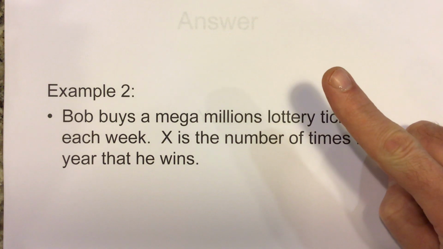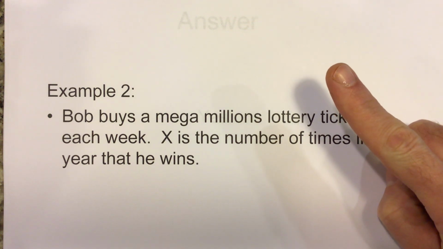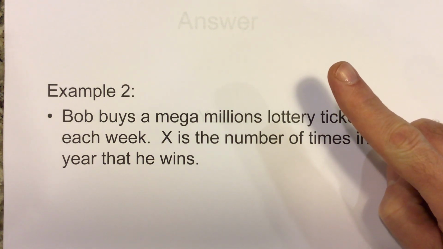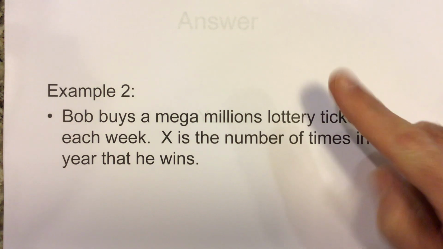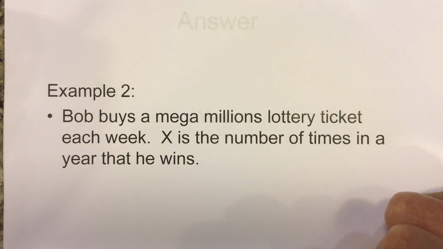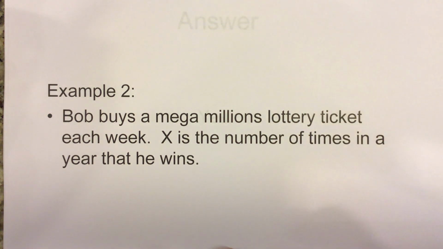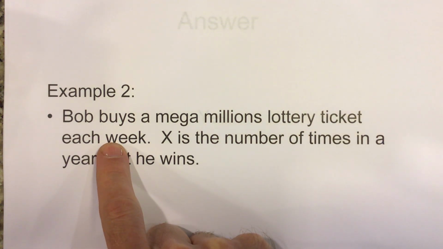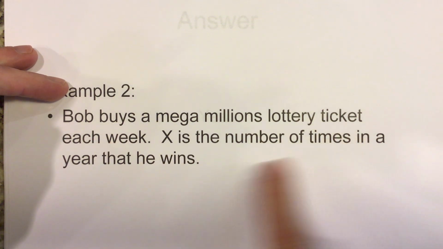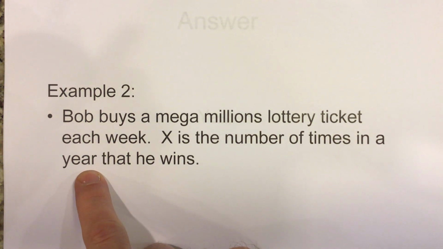First criteria, 2 outcomes. In this case, yeah, either he wins on that ticket or he does not win, right? Success or failure. So we passed that. Next criteria, we need a fixed number of observations. Now, it says 1 each week, which is a rate, but for a year. Now we have a fixed number of observations. Okay, so N is now fixed.